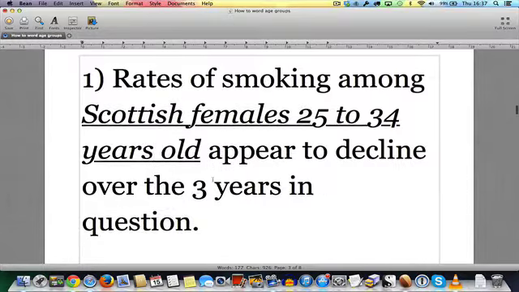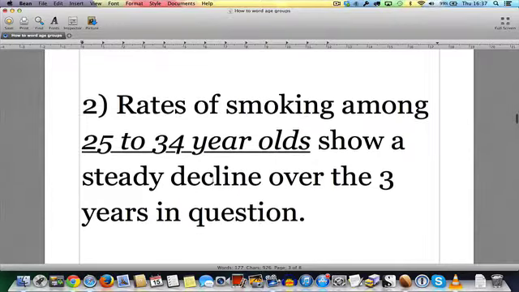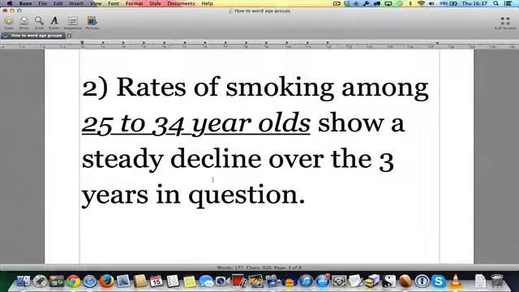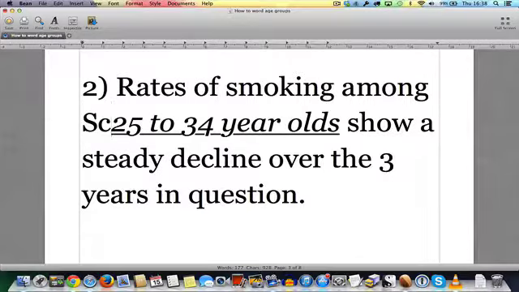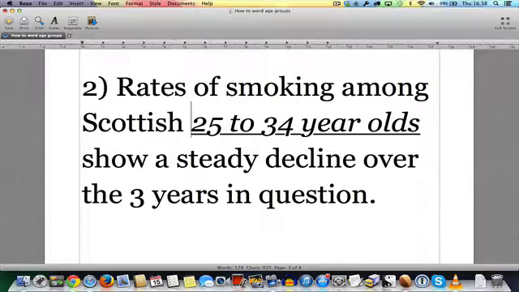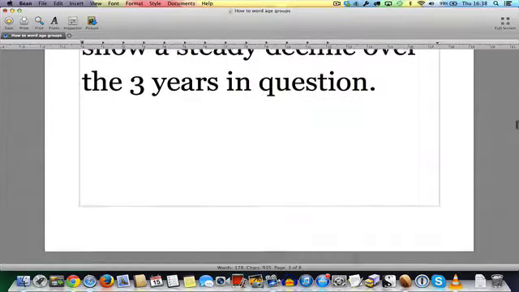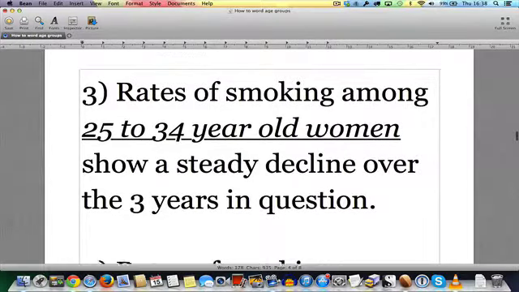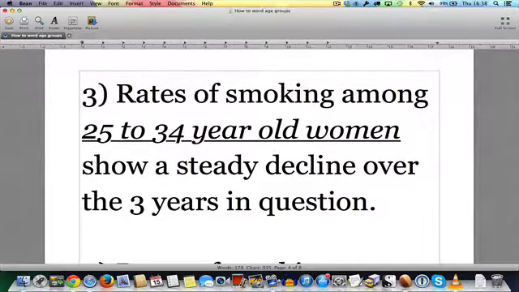Now, to share the example of year olds, the wording would be rates of smoking among 25 to 34-year-olds show a steady decline over the 3 years in question. Okay, so here you see we have not included any sort of noun to begin this with. We don't say women 25 to 34-year-olds. That would be incorrect, and we could not word it that way. I could dress this up, though, by saying Scottish 25 to 34-year-olds. That would be fine.